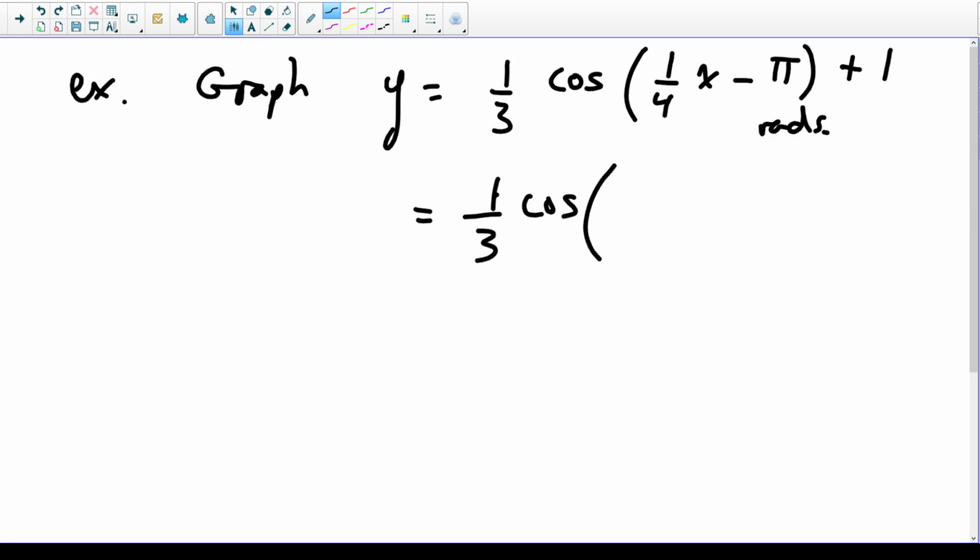How do I pull a 1/4 out of a pi? Well, you're dividing, right? You're going pi divided by 1/4. That's how factoring works. You're dividing out. So that's pi times 4/1, which is 4 pi.